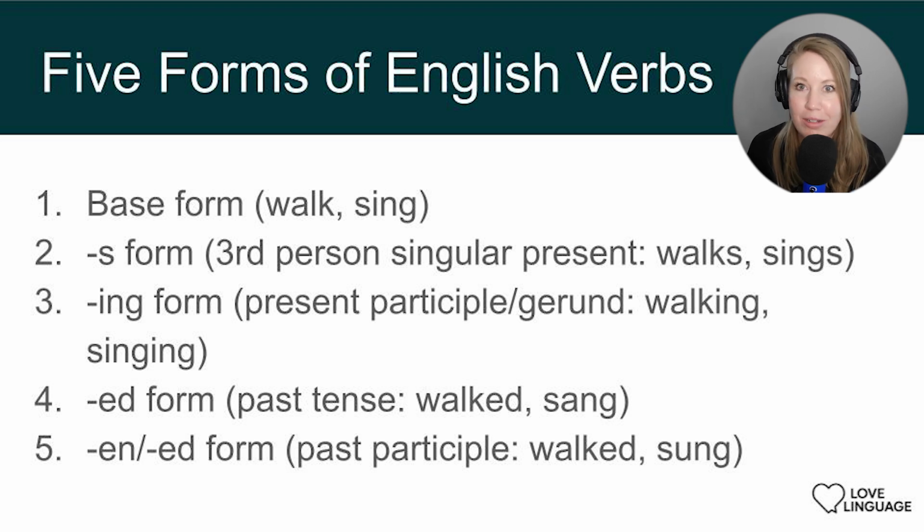Worked and worked, okay? But for irregular verbs, it's often different. For example, sang in the past tense becomes sung as the past participle. So to sum it up, the 5 forms are the base infinitive, bare form, the S ending, a verb with ing, ending a verb with ed, and then ending the verb with en or ed. And the big thing to remember is that regular verbs reuse the same form for both past tense and past participle, while irregular verbs often make those 2 forms very different.